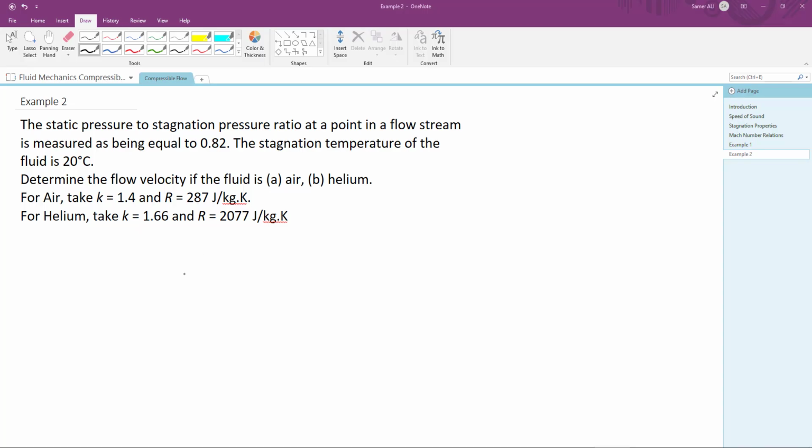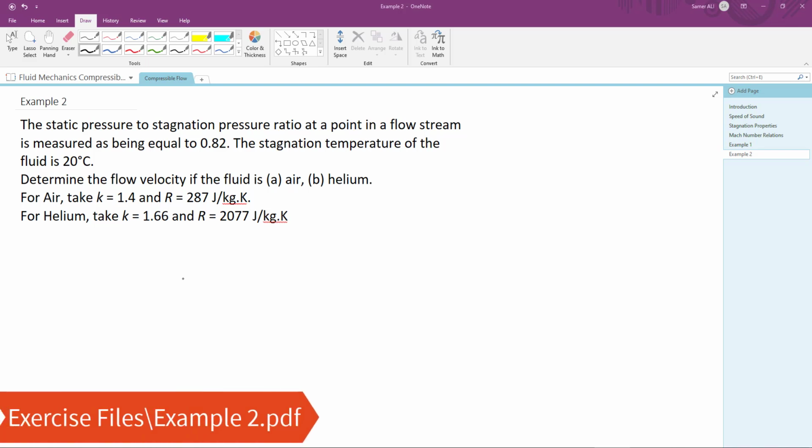Hello and welcome to this new example on compressible flow. Also, I've included this example as a PDF file, so I really recommend that you pause this video and try to solve this example by yourself.